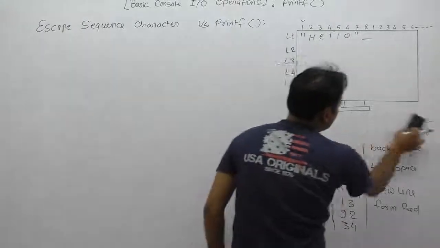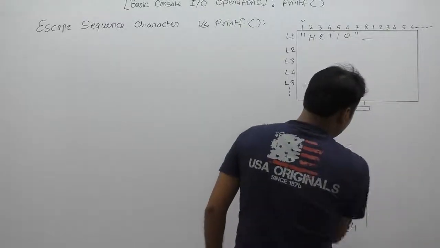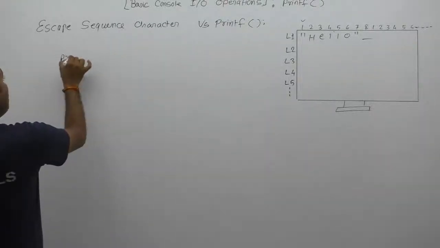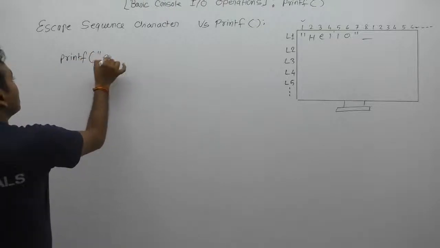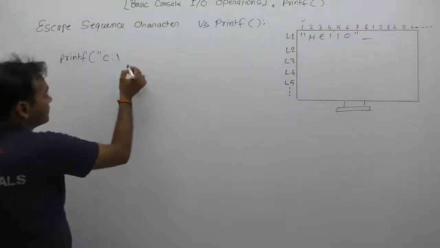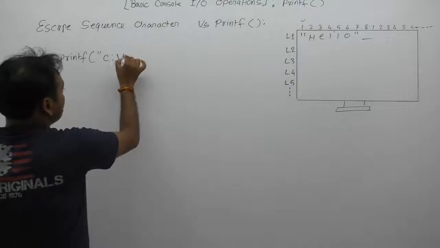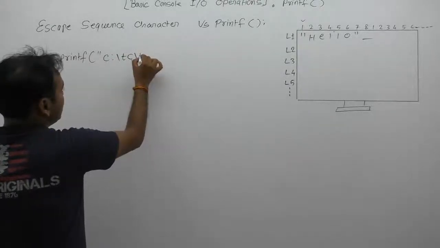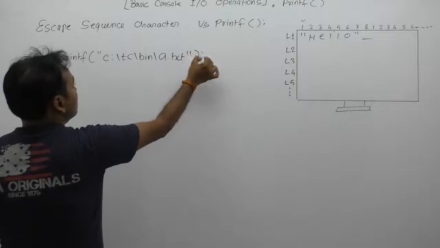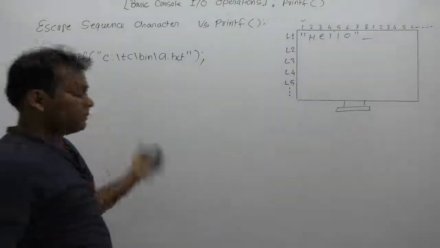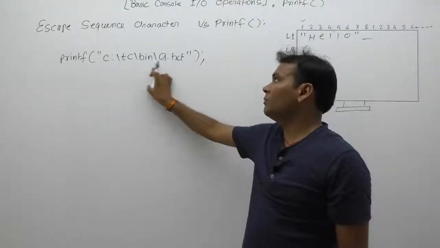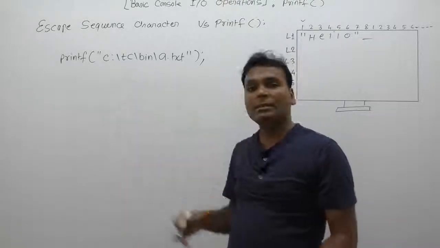Now let's see another example about escape sequence characters. We are writing a line: printf c colon slash tc folder tc bin some file a.txt. What is the output of this printf? As we know, everything inside double quotes is part of the string. This is not a path of a file, it is simply a string message.